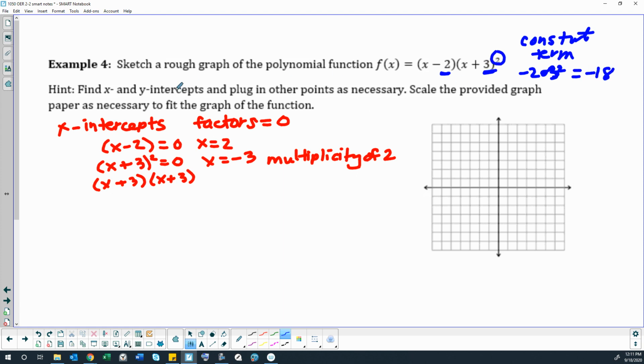So do you see why I said in the question you may need to scale the provided graph? Because if we want to actually graph negative 18, it's not really going to fit on here very well. So maybe if I count by 3's on my y-axis and call that point right there negative 18, and then that can be my y-intercept, right?